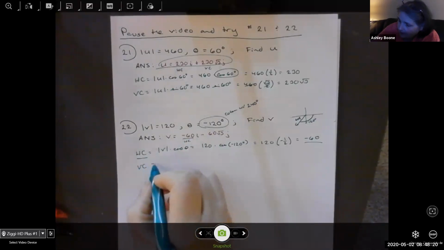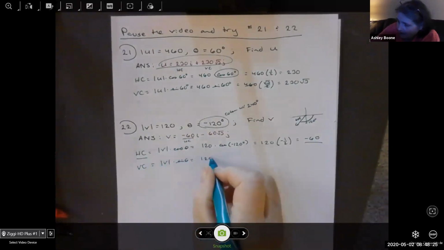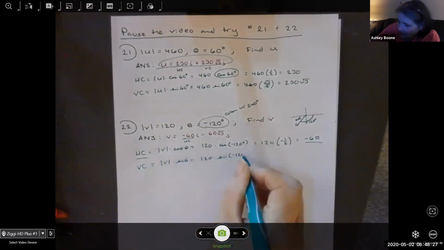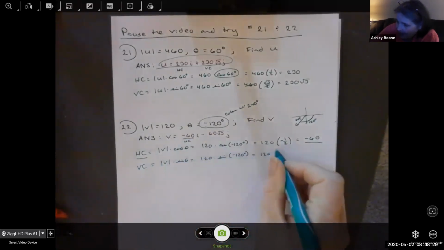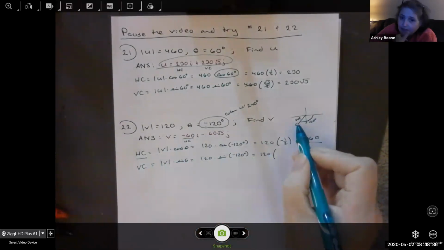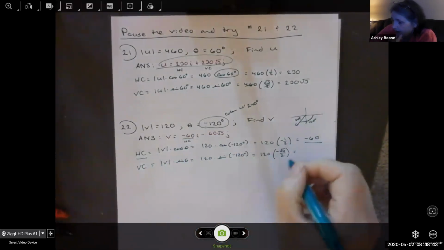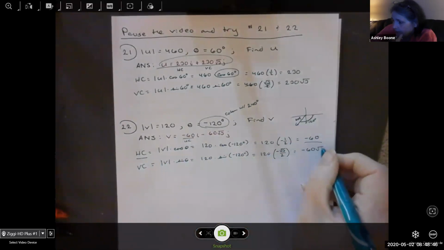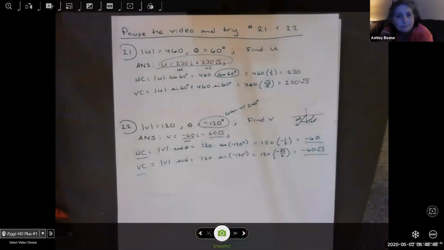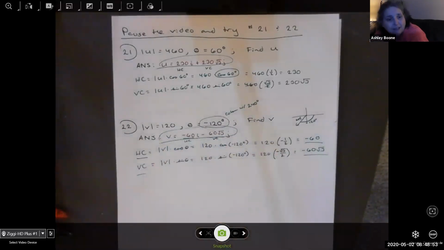Vertical component is magnitude times the sine of the angle. So 120 times the sine of negative 120 degrees. At negative 120, your reference angle is 60 degrees. The sine at anything with a reference angle of 60 degrees is root 3 over 2, but we're in quadrant 3, so that's a negative root 3 over 2. So that is a negative 60 square root of 3. There's your vertical component. Okay? So that's your vector. Vector V.